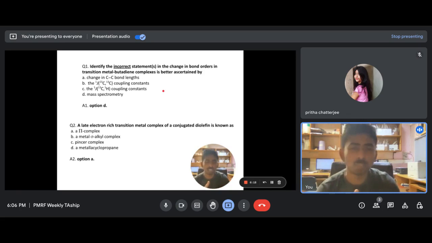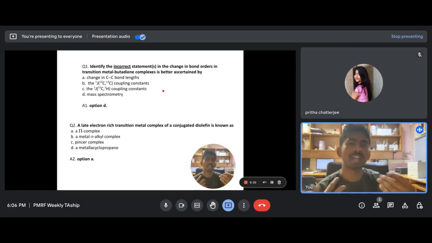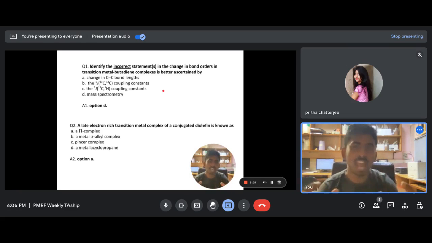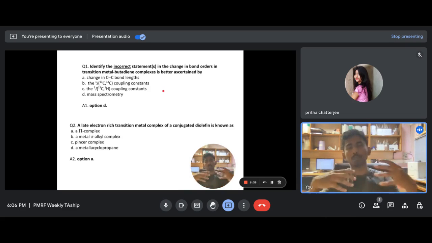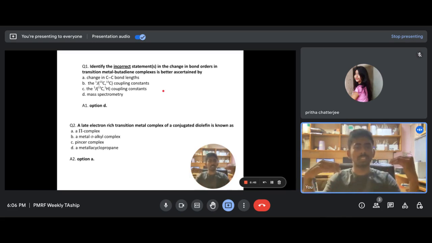And when the transition metal butadiene complex is formed, since it is an addition kind of reaction, because butadiene is a neutral moiety, it will be added to the transition metal. So you will see that the total mass will be the same as the previous one, that is, x plus y will be equal to A. So mass spectrometry will not be able to actually tell us whether this transition metal butadiene complexation has occurred or not.